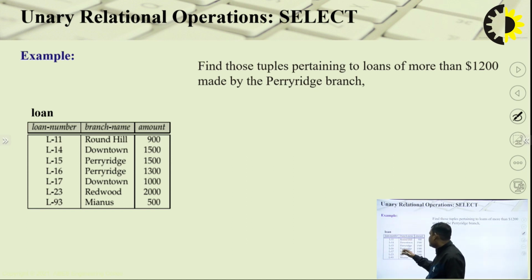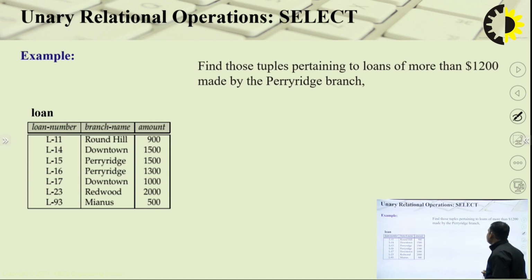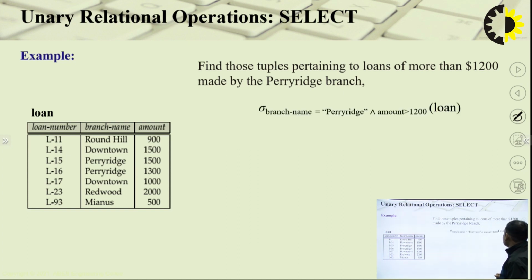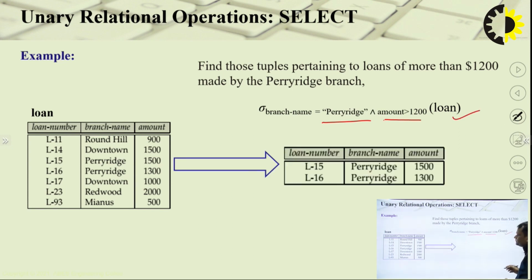The loan table has loan number, branch name, and amount. Find the tuples of loans of more than $1,200: sigma branch name equal to Fahrenheit and amount greater than or equal to $1,200, and loan is the relation name. These are the desired output.